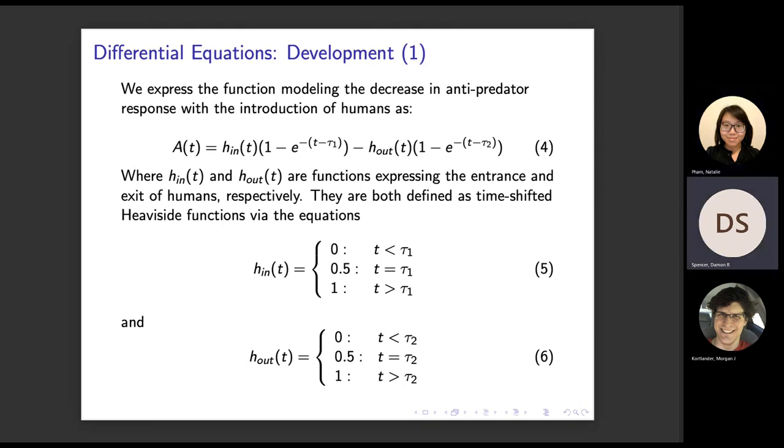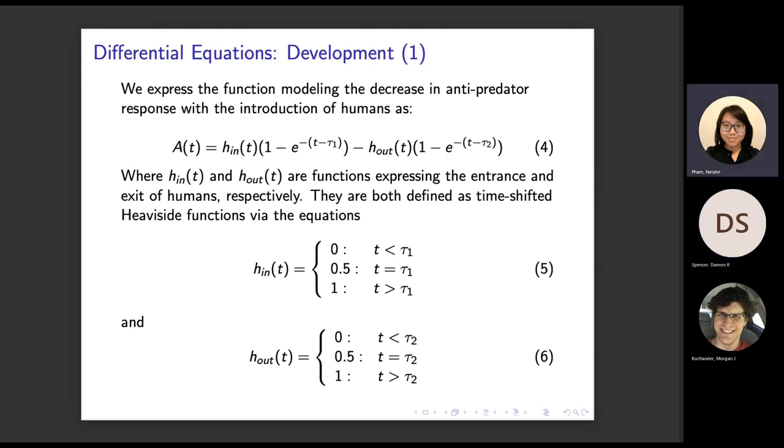H in and H out of t are functions representing the change in humans. H in and H out of t are Heaviside step functions. They are both defined as time-shifted Heaviside step functions, and the humans enter at tau 1 and exit at tau 2. Next slide.